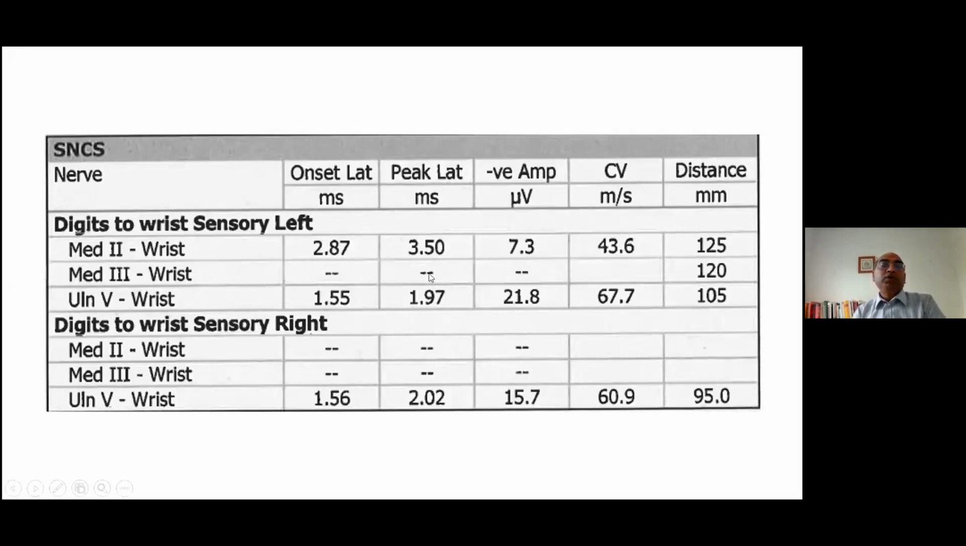So that means more than 1 millisecond delay. So anything more than 2.97 is totally delayed. Okay, and the velocity also reflects that. On the other side, there is no sensory potential in the median, and ulnar is normal. So we don't need any sensory test.